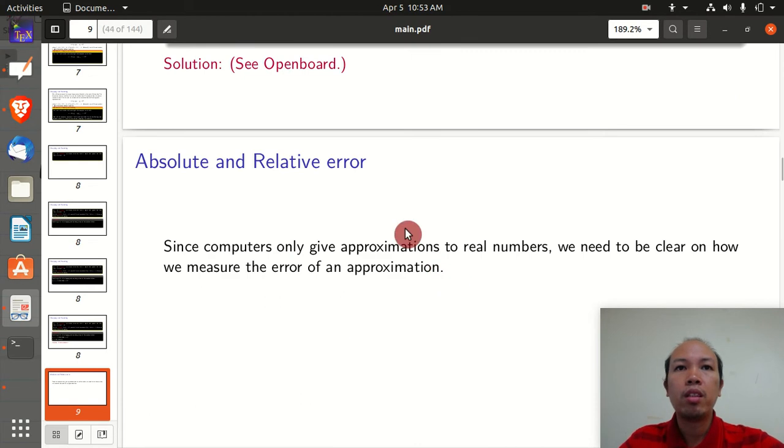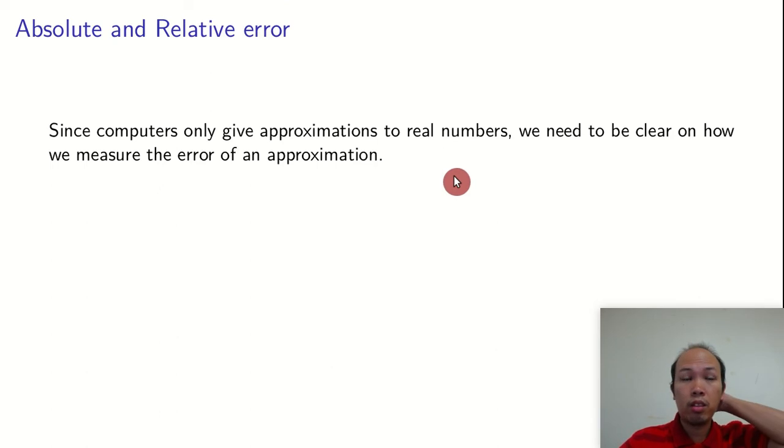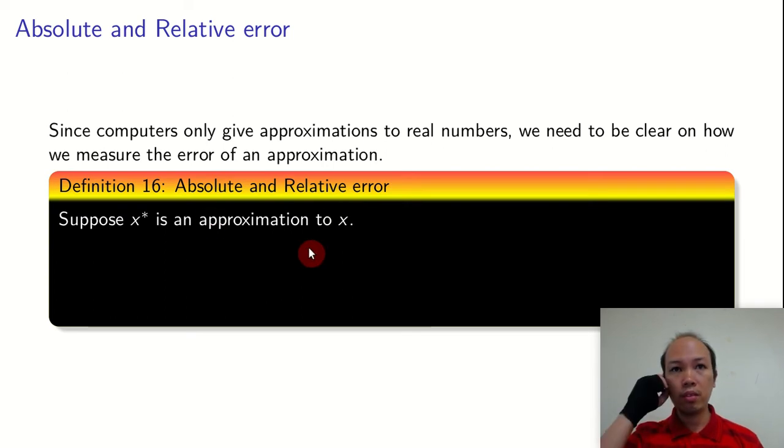We will now move to this discussion: absolute error and relative error. Since computers only give approximations to real numbers, mostly if we have a non-terminating decimal, like irrational numbers, we need to be clear on how we measure the error of approximation. So this is the definition of the absolute and relative error.